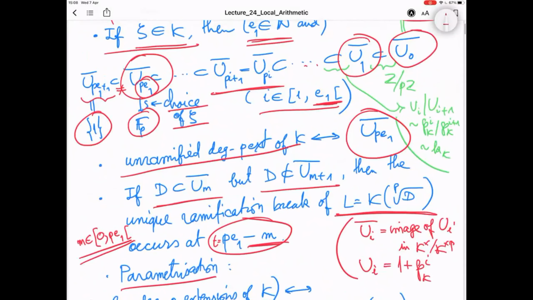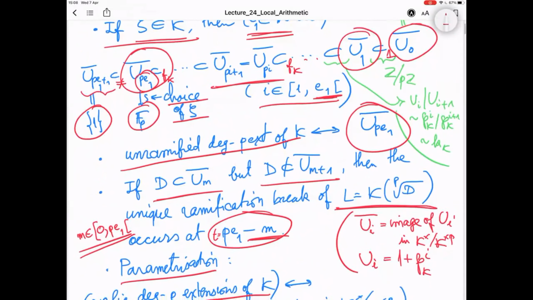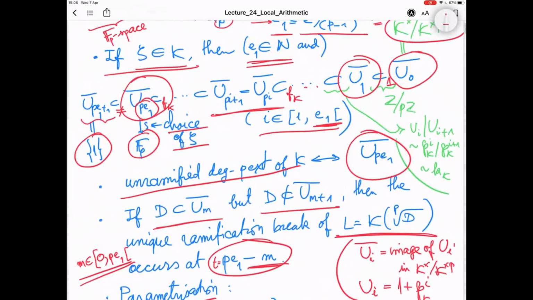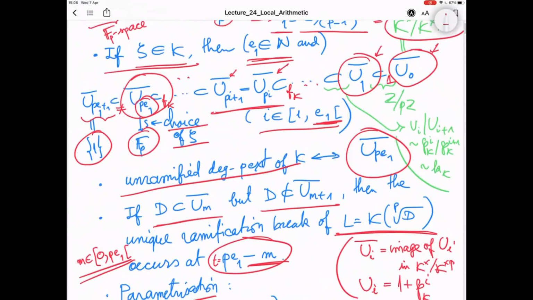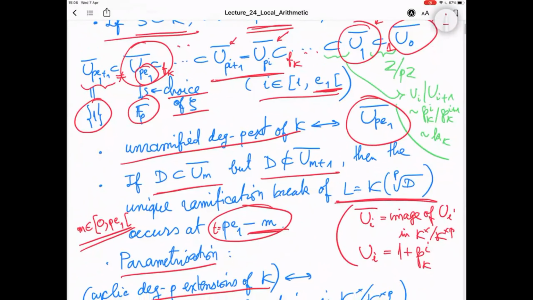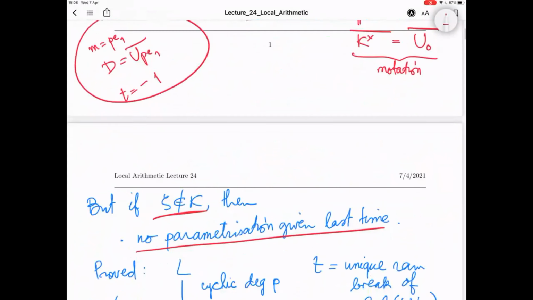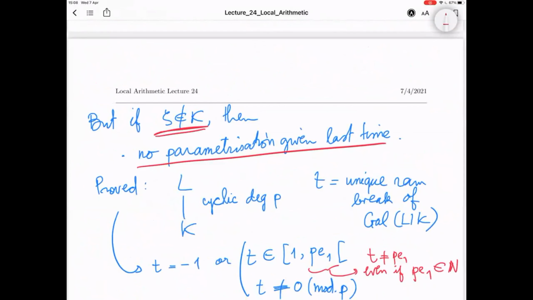What is it? Here, the codimension is 1. So we know the dimensions of all these spaces. So we know how many degree P cyclic extensions there are, because we know how many lines there are in these spaces, right? But if zeta is not there in K, we don't have Kummer theory. At least we don't have the usual Kummer theory. There's a modified version, which is what we are going to talk about today, in fact.